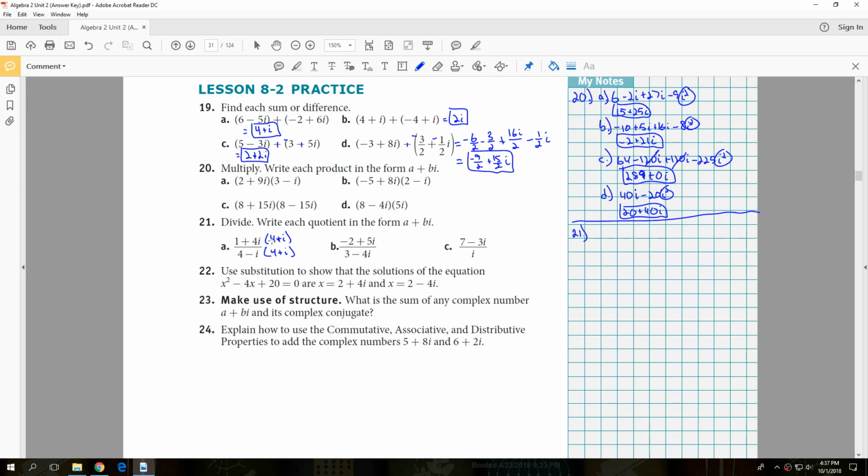And the reason why we can do that is because when we multiply by 4 plus i over 4 plus i, that is equal to 1, right? Anything over itself is equal to 1, and we can definitely multiply anything by 1 if we want to.